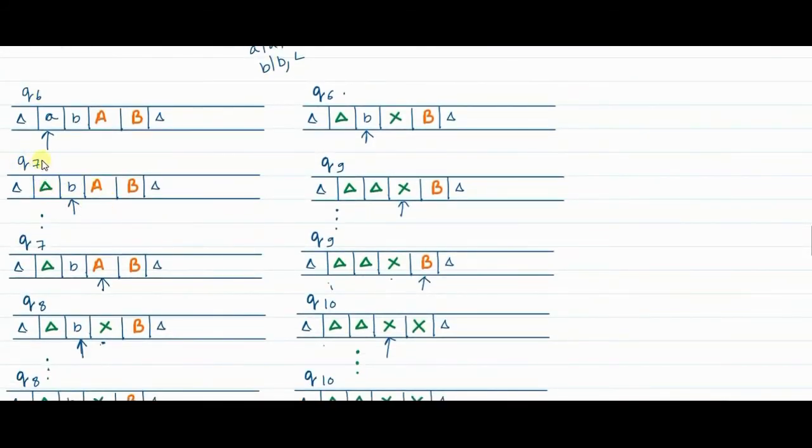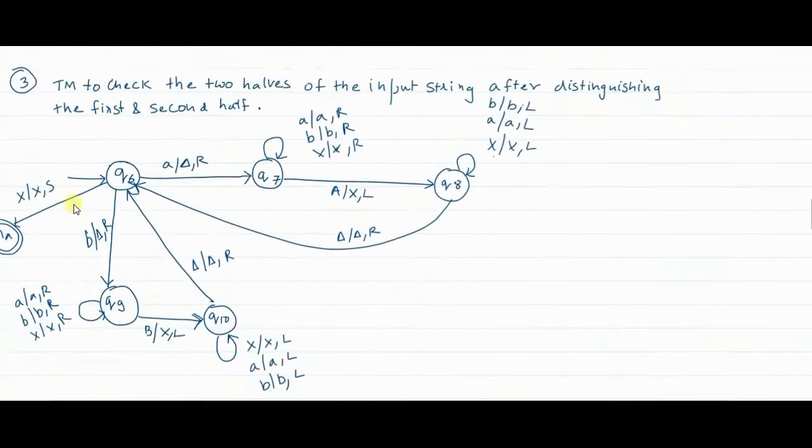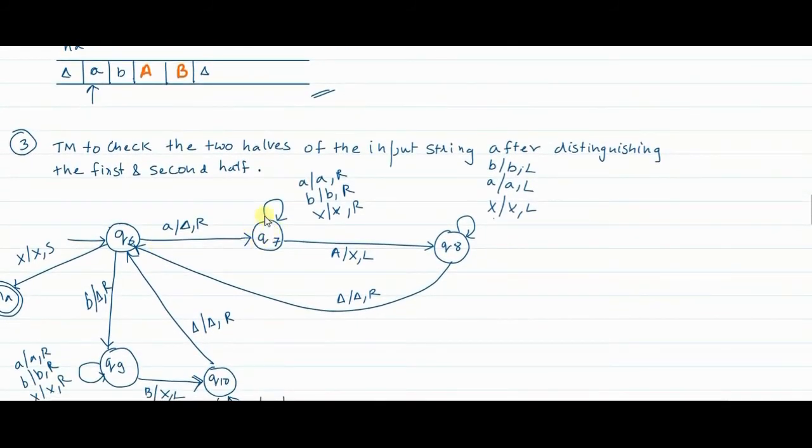Now in Q7 state, there is a small a, and we will try to match this small a with this A. Let's see how this happens. In Q7, when B is encountered, what do we do? You see in Q7 there is a self loop. If there is any small a, small b, or even capital X encountered, you are going to ignore them and move to the right.